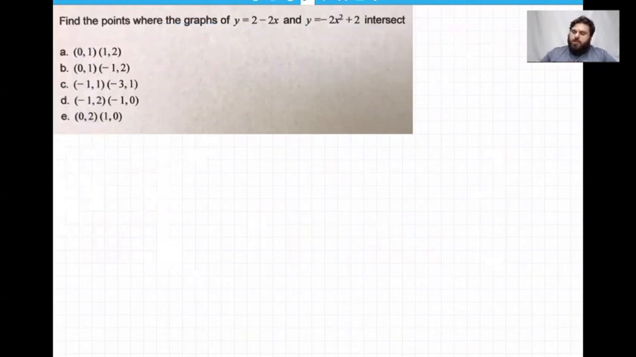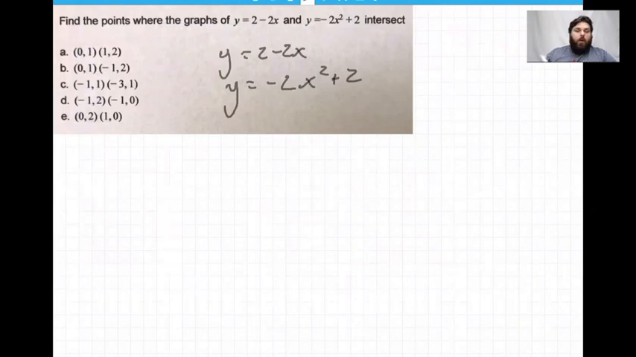So what you could do is you could say, okay, I'll write the first one down. I'll write the second equation down. And then notice that I've got one variable solved for already. I've got y by itself. So if I've got y by itself, that means I can use a substitution here. So y is the same thing as 2 minus 2x.